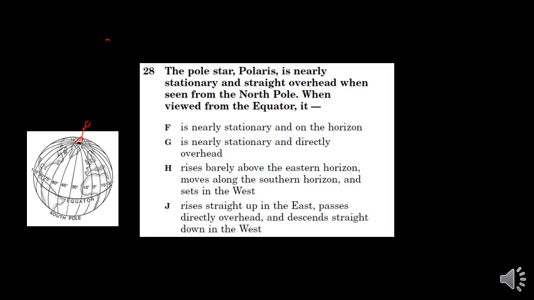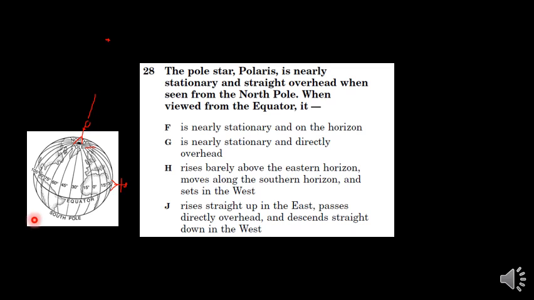Here at the North Pole, you're at 90-degree latitude, and straight over your head, that would be 90 degrees in elevation, you'd see the pole star directly over your head. However, if you were at the equator here, you'd be kind of sideways. Polaris would no longer be directly over your head.